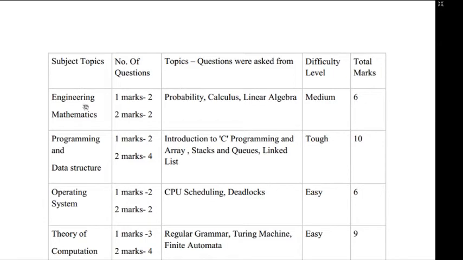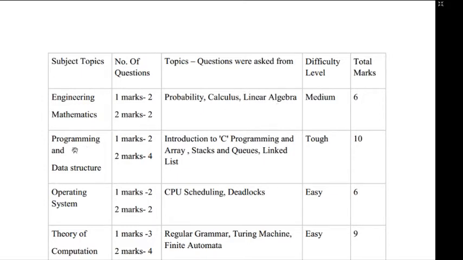Starting from engineering mathematics, 2 1-mark questions and 2 2-mark questions have been asked. Probability, calculus, and linear algebra were the topics from which the questions were asked, which is of medium level of difficulty, and totally 6 marks have been asked. In the earlier session 1, questions were asked only from probability, but here calculus, probability, and linear algebra are the topics.